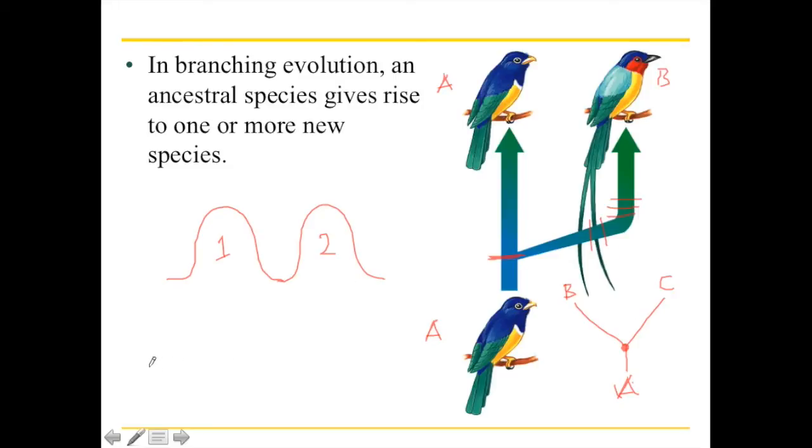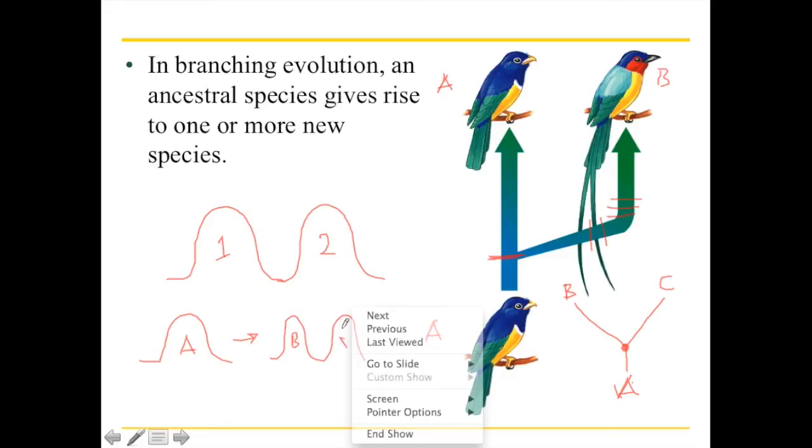And so in that case, it may be that you started with something we call A, and over time you ended up with B and C. Remember, these are the graphs that I showed you earlier, the outcomes of natural selection. So those would be the examples for branching evolution.